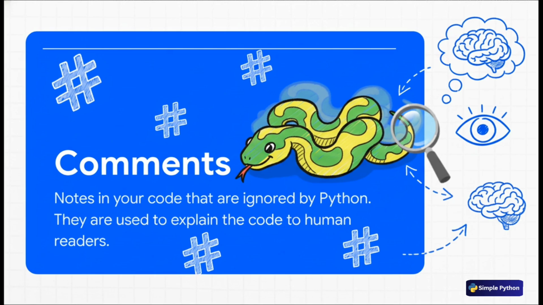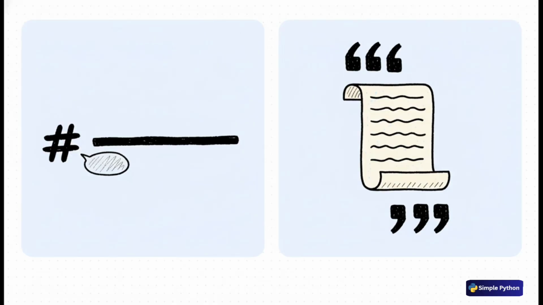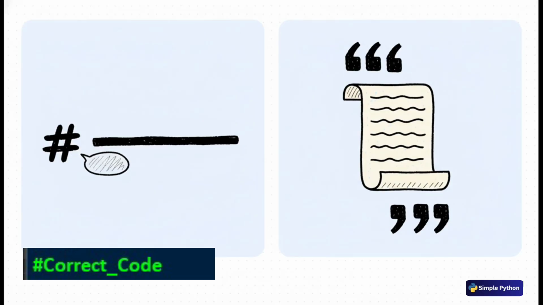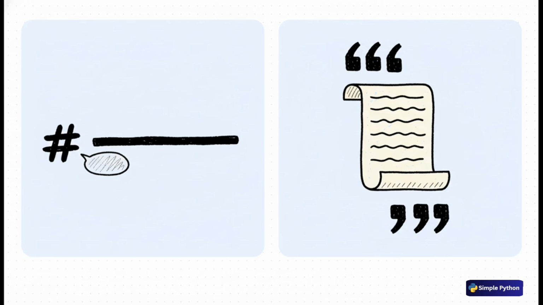Okay, next up, how do you leave notes for yourself or for other programmers right inside the code? Well, we use things called comments. They're just notes for humans. Python completely ignores them when it runs the program. You've got two main ways to do this. For a quick little note, you just use the hash symbol. Anything on the line after that symbol is a comment. But if you need to write a whole paragraph, a much longer explanation, you can wrap your text in triple quotes, like you see here.